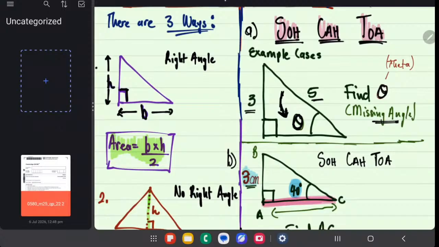Theta. Yes, it's missing in part A because that's the one they said we must find. So they are looking for theta, so it's a missing angle. What I want you to recognize, Alex, is that you are asked to find a missing angle. Theta is an angle, right? If you're looking for a missing angle, you use SOHCAHTOA. Aqua, if you're looking for a missing angle, you use what?